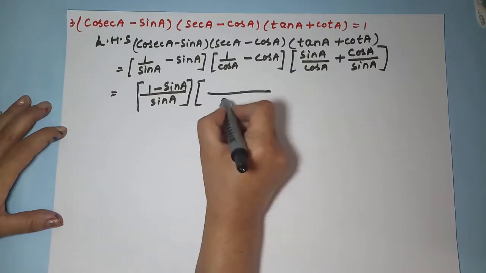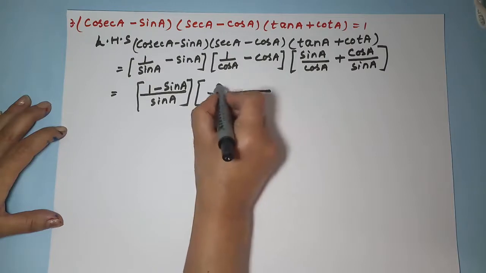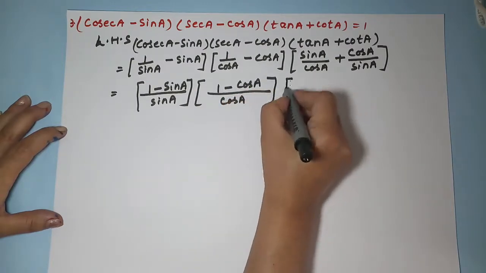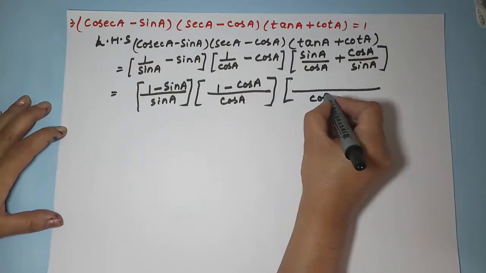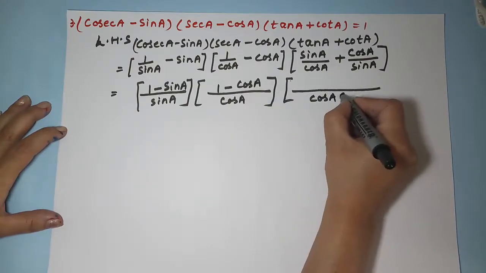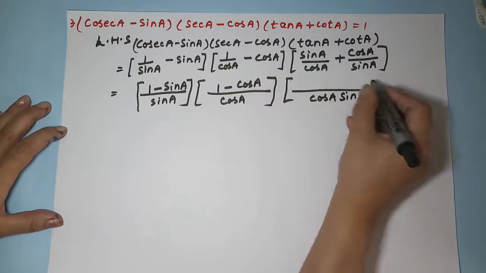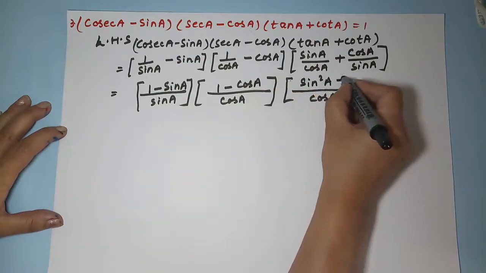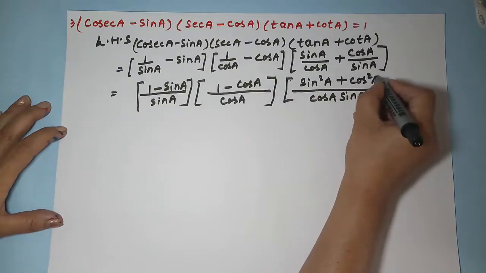Here I can take cos A as LCM. I will get 1 minus cos A. And here I can take cos A into sine A as LCM. So I am getting sine square A plus cos square A. Right?